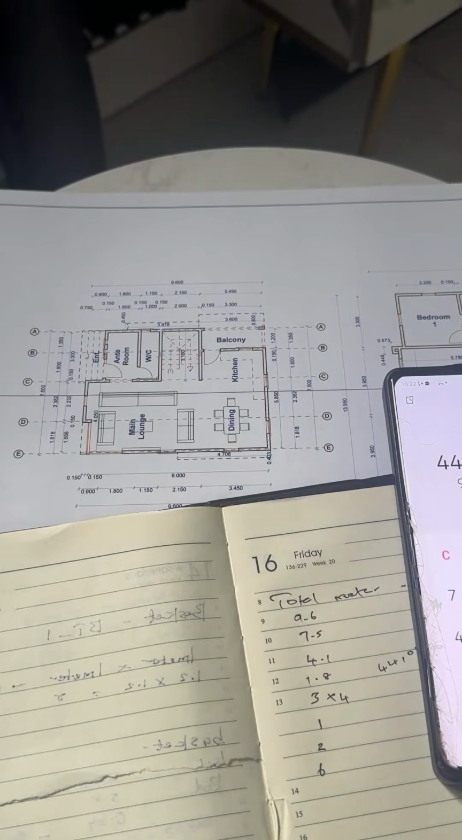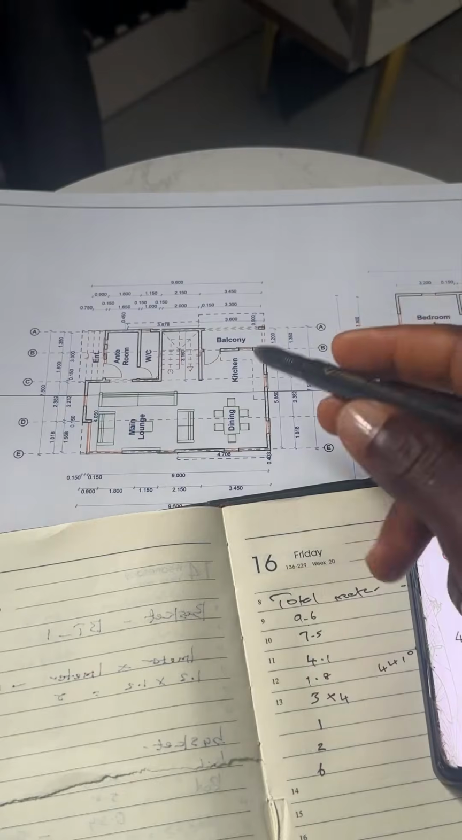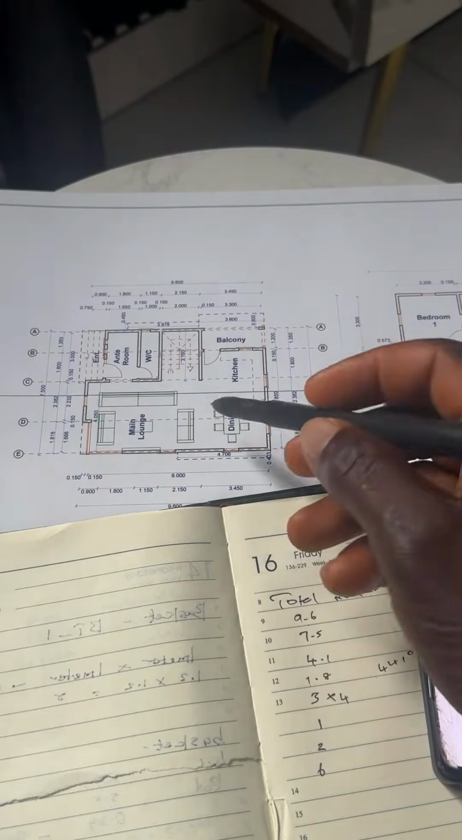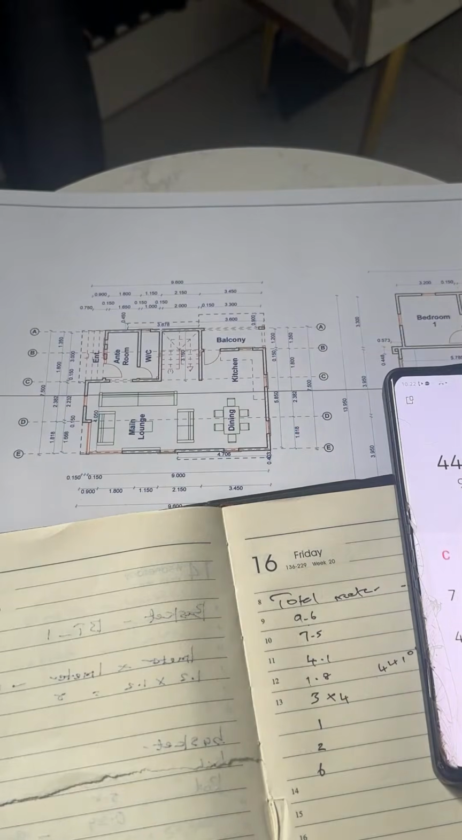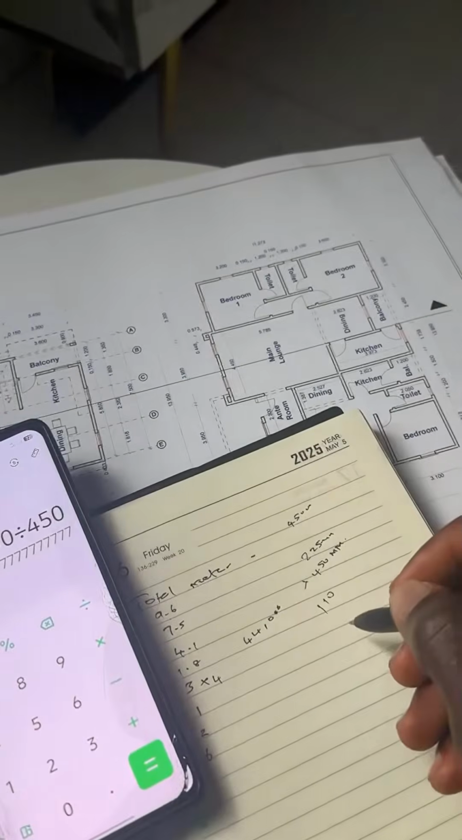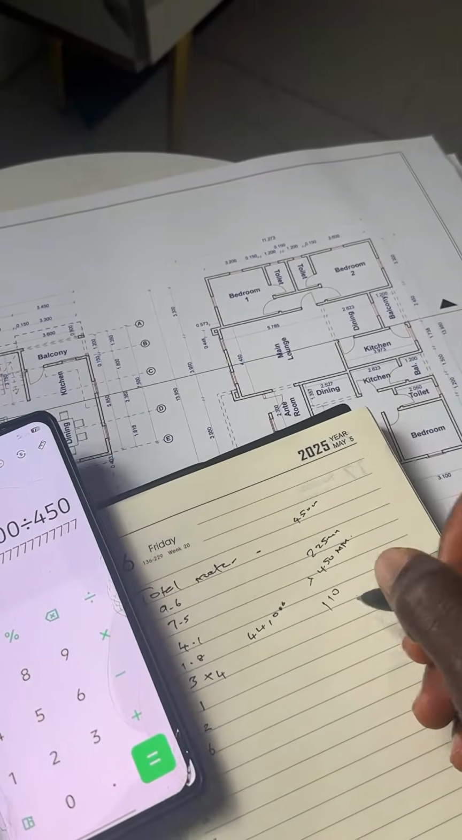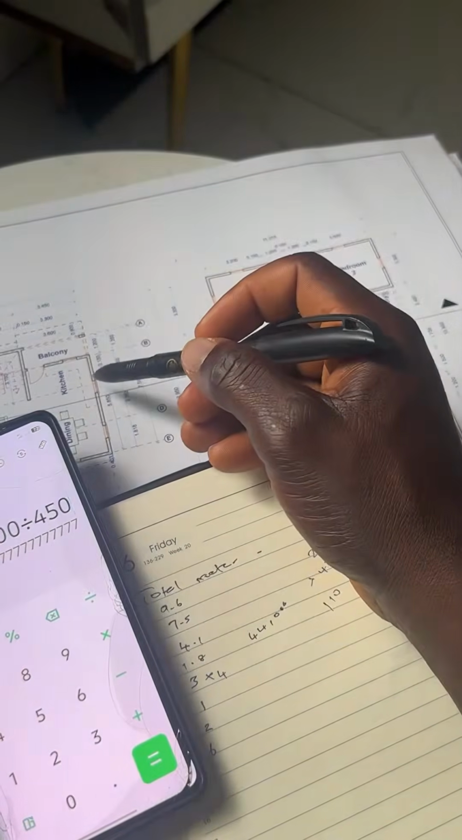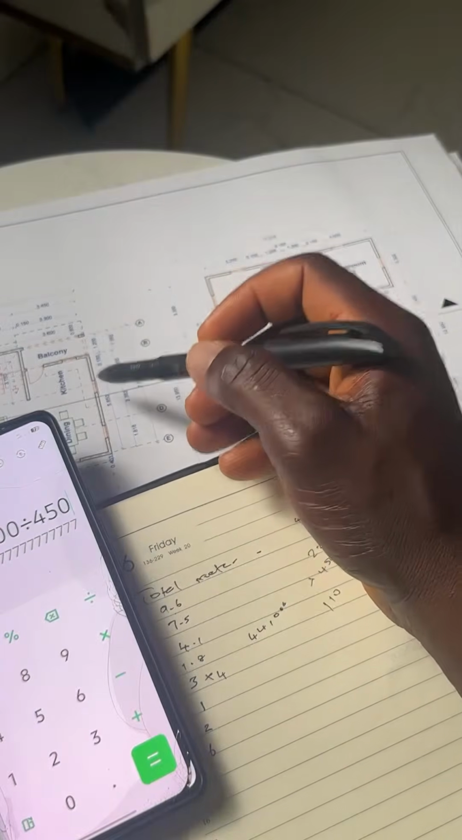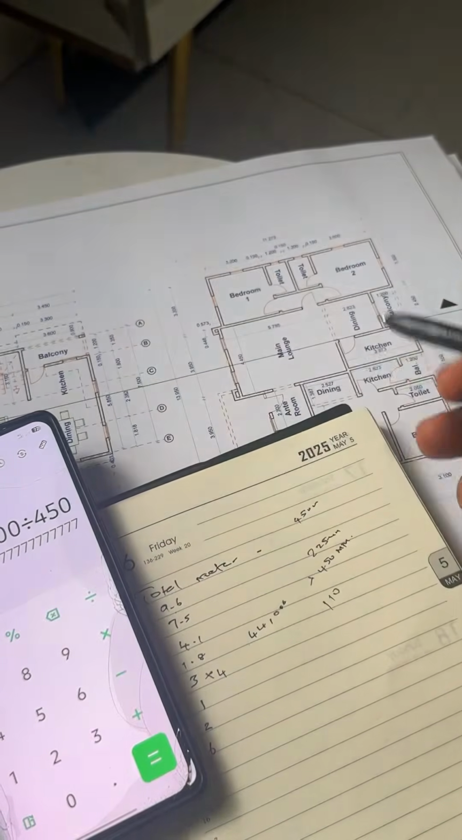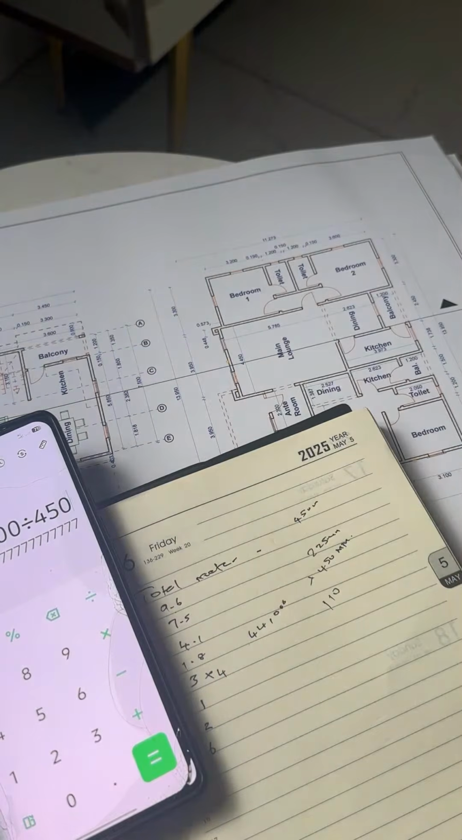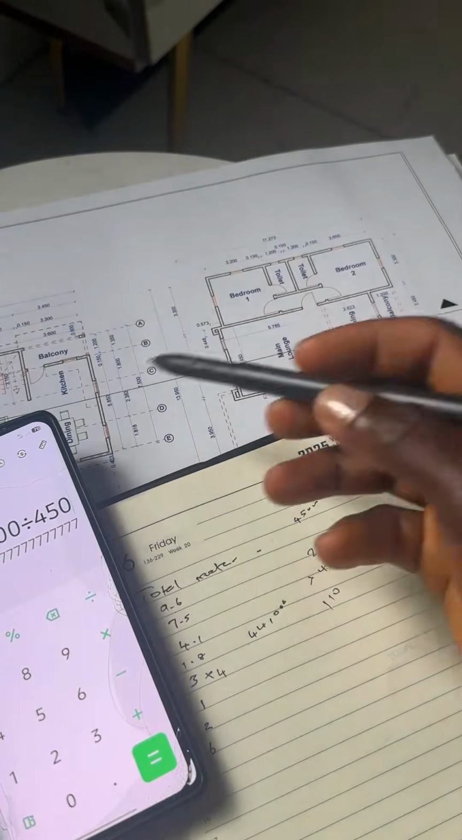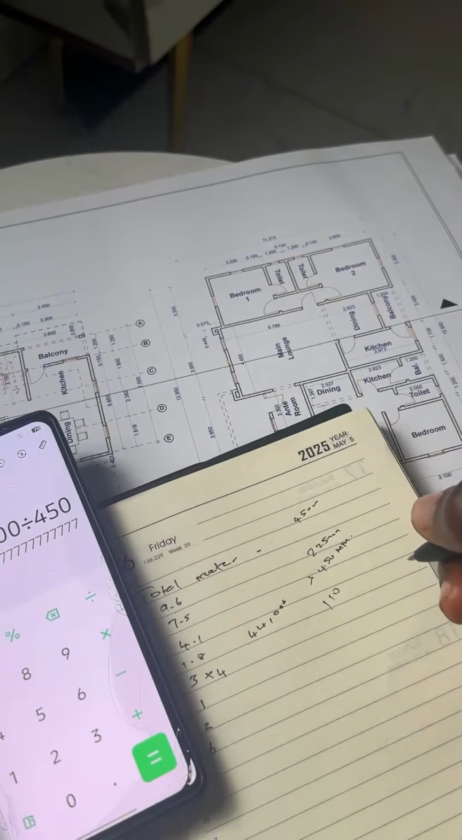Since I needed 97 blocks on this layout, and definitely there's going to be wastage and unforeseen calculations, I'll approximate this to 110 blocks. This 110 blocks is the first layer of block on the ground floor. The next thing you have to look for right now is the height.